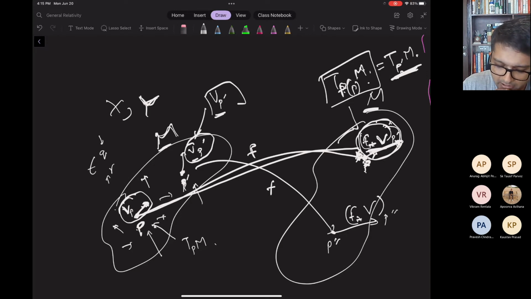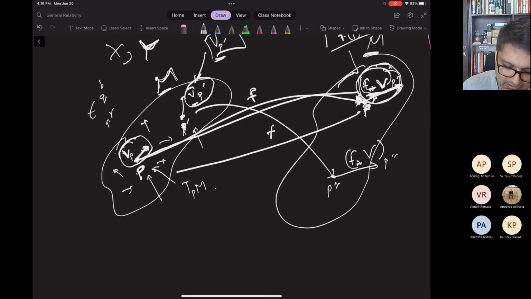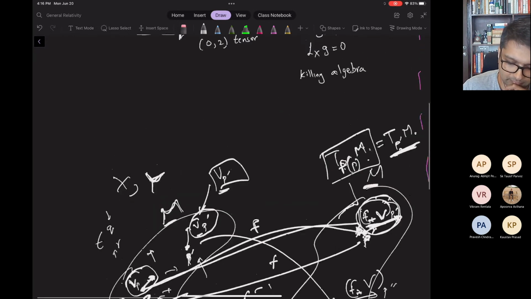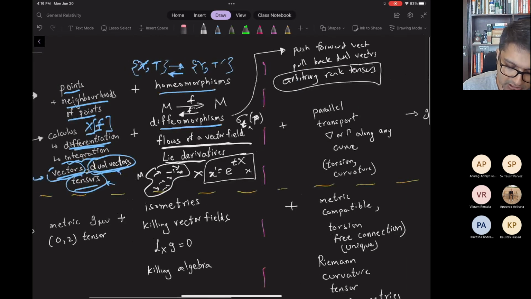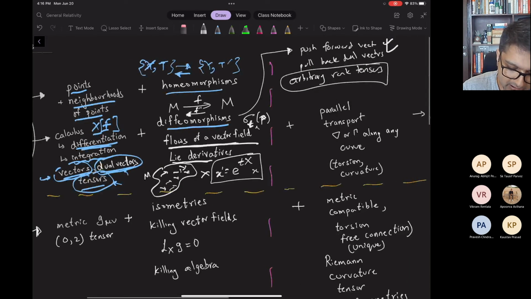Similarly, we had this idea of dual vectors and the fact that dual vectors can be pulled back. A dual vector can be pulled back using F inverse. So we had this concept of push forwards and pullbacks, and we can now do this for arbitrary rank tensors: we push forward the vector indices and we pull back the dual vector indices. So you can do this for arbitrary mixed rank tensors, provided you have a diffeomorphism between M and M.